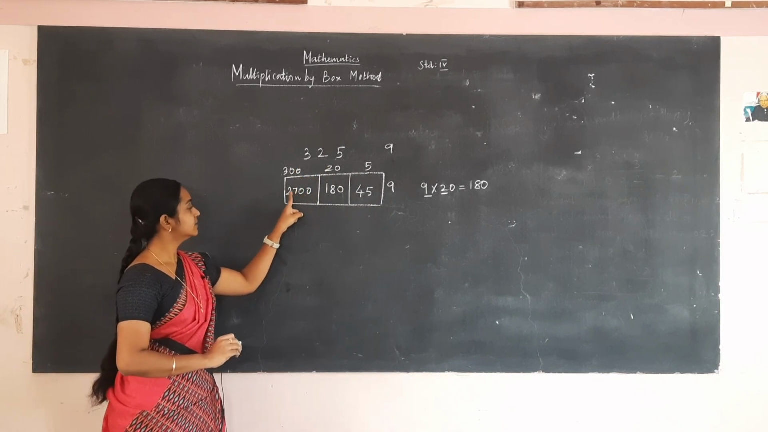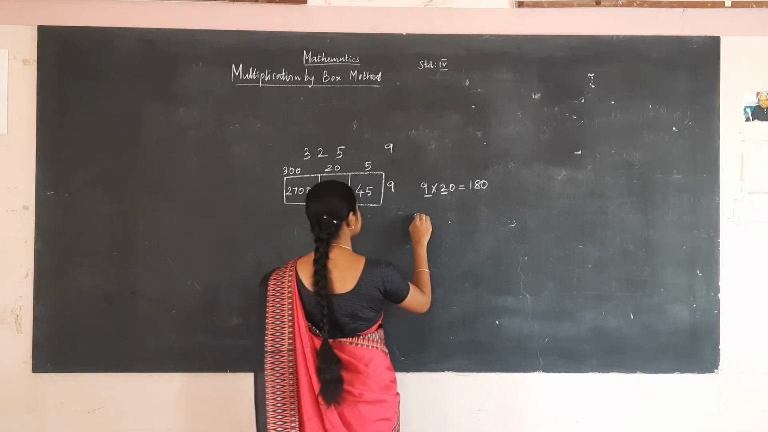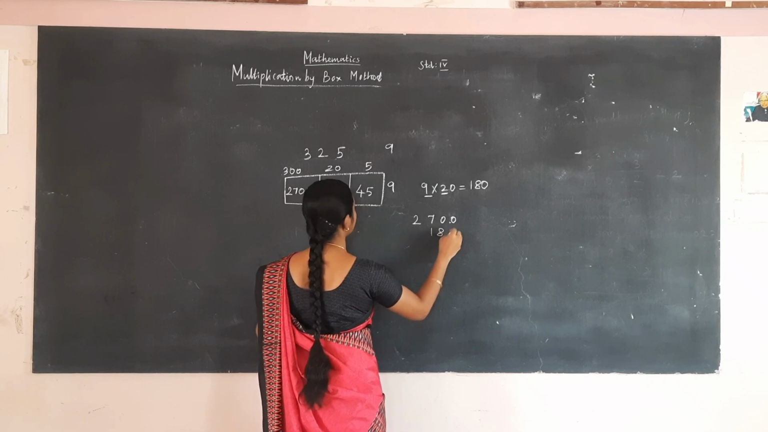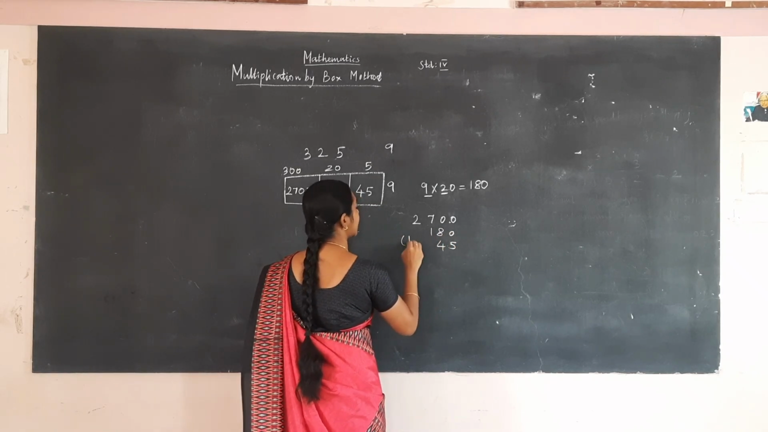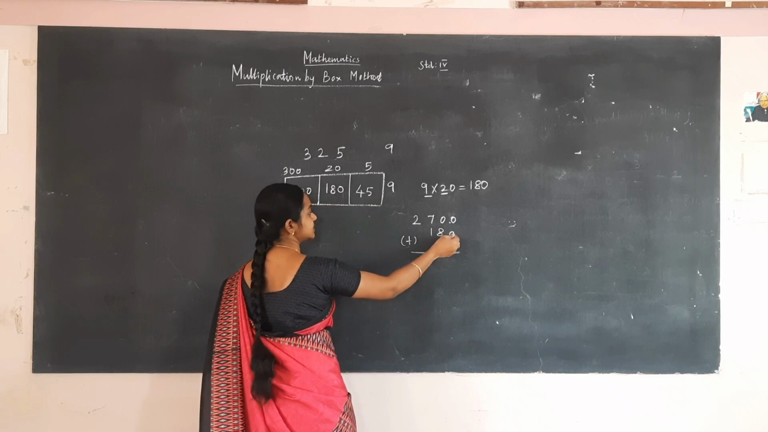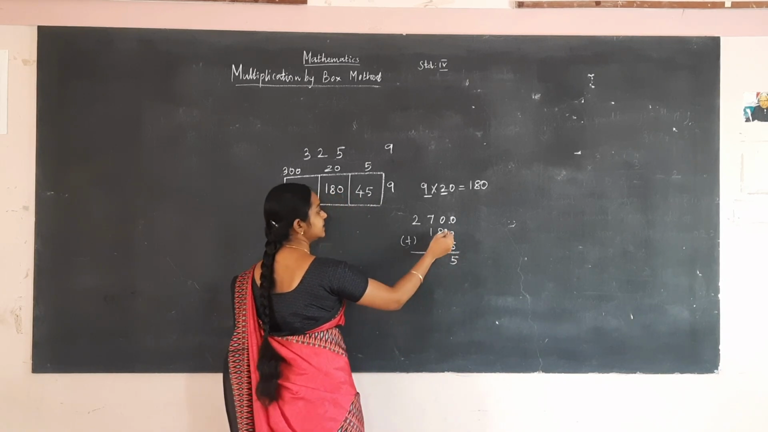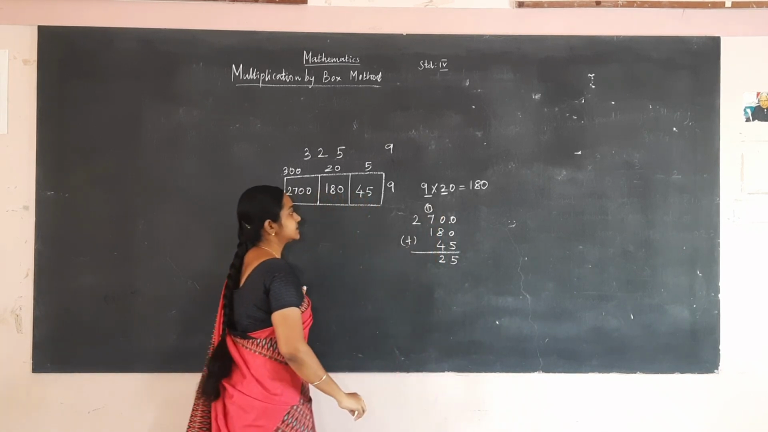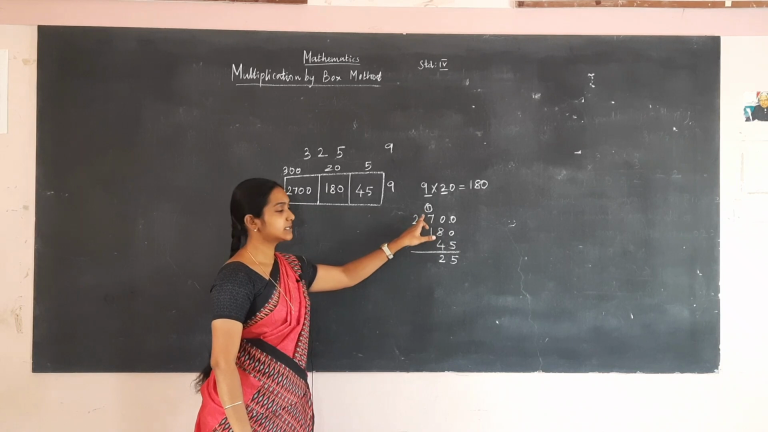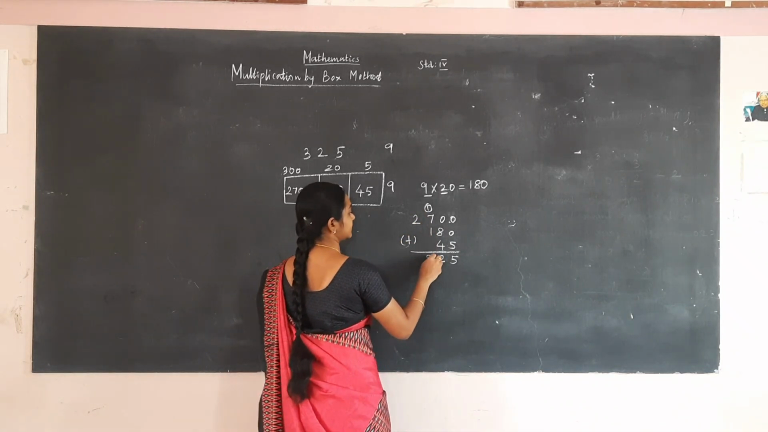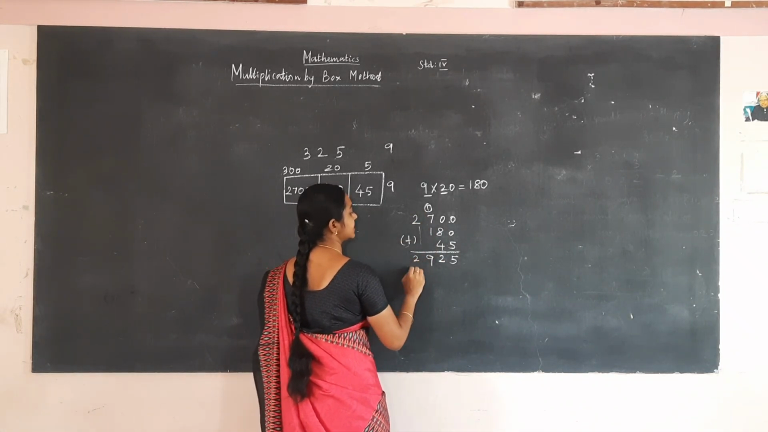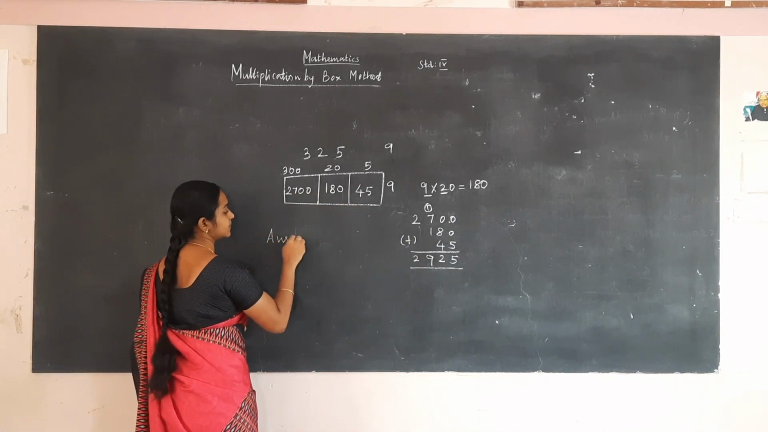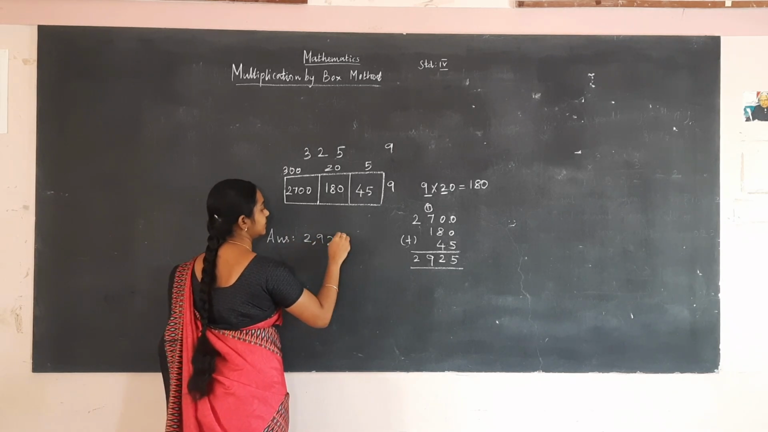Now we have to add these 3 numbers, that is 2700, 180 and 45. 0 plus 0 plus 5 is 5, 8 plus 4 is 12. So, write 2 here and 1 is carried to the next place. 7 plus 1 is 8, 8 plus 1 is 9. Here we do not have any number, so write 2 as it is. So, the answer is 2925.